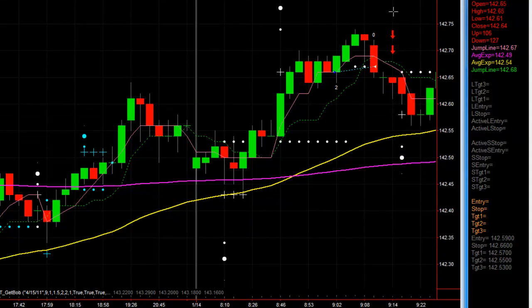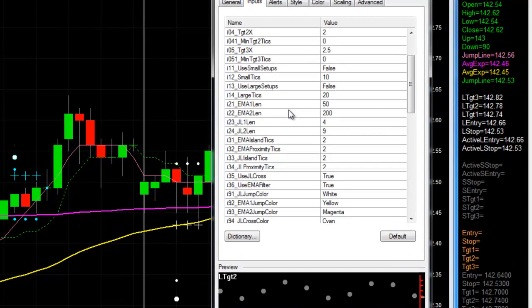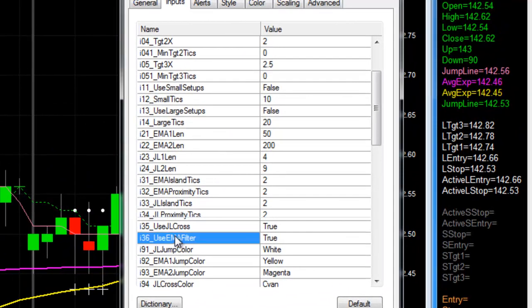I put arrows here to illustrate that this would have been a crossover short trade, but remember there's a filter when it goes against the 50 EMA. You don't get a crossover. You can turn that off in the Pro Calculator, and I'll show you how to do that. Use EMA filter. By default, it's set to true. It only affects crossover trades.